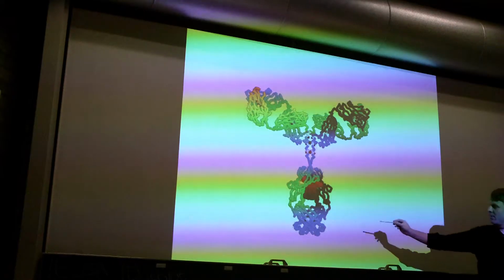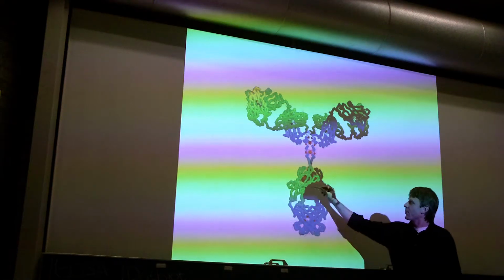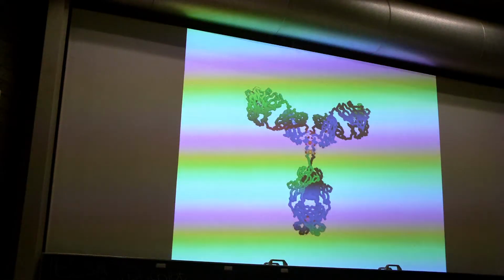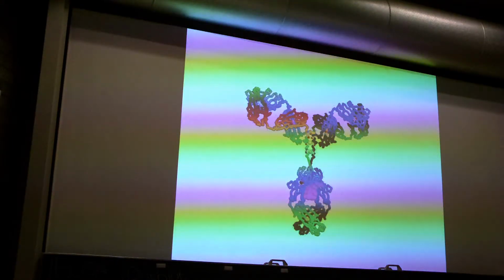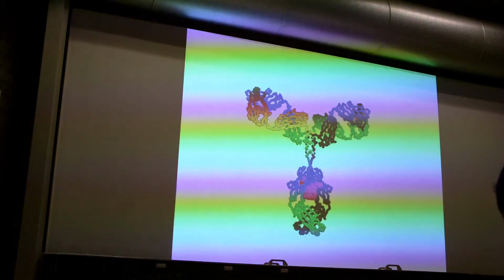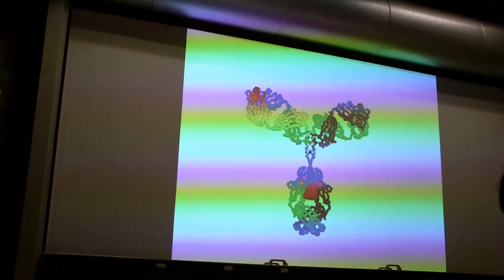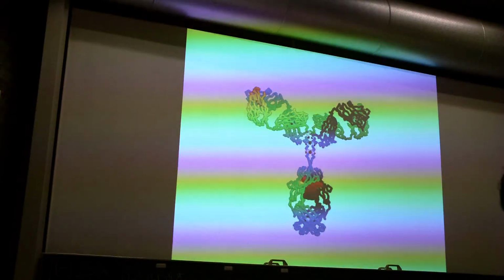Here's one. The purple residue there is the sugar that keeps the two heavy chains down there together. And you can see that the domains are kind of twisted around each other.